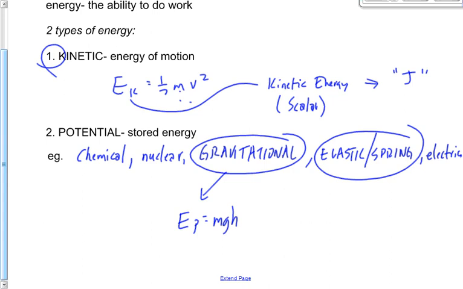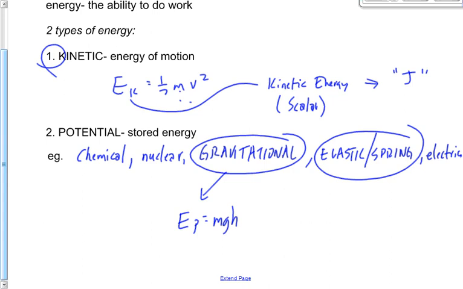H is the height above the surface of the Earth, or at least the height above something. Potential energy is actually relative. Okay, we say usually potential energy is measured relative to the Earth because objects have the potential to fall to the Earth. But they also have the potential to fall to other things.